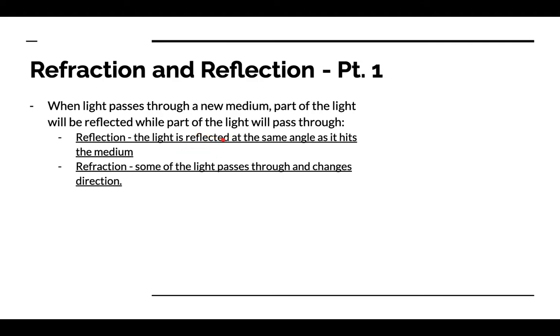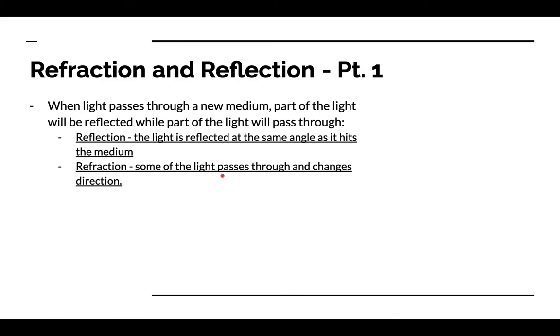All right. So the angle that our light hits a medium, say like a mirror, is going to be also the same angle that our light is reflected at. Hence, we call that reflection. Reflection has a symmetry to it, a symmetric property to it. Okay? And then refraction, some of the light passes through and changes direction.